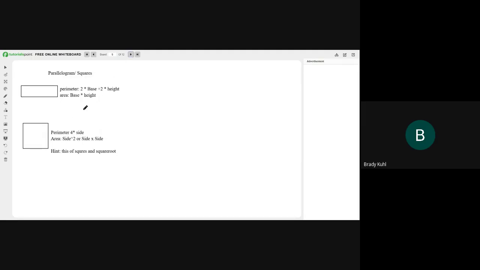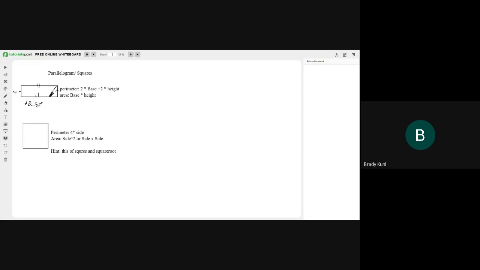Next are parallelograms. That's the base, and that's the height. It does not matter what you label it as. You get 2 bases and 2 heights, so the perimeter is 2 base plus 2 heights, and that's the answer. If you want the area, you get the base times the height.